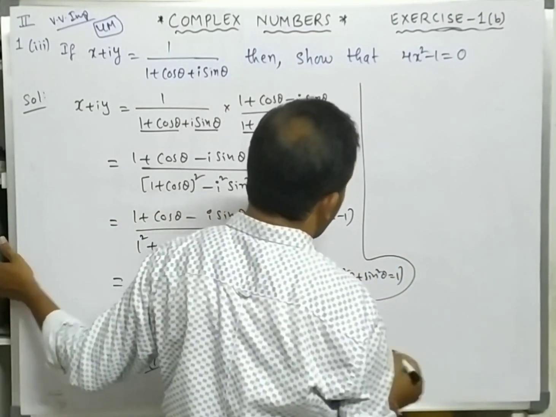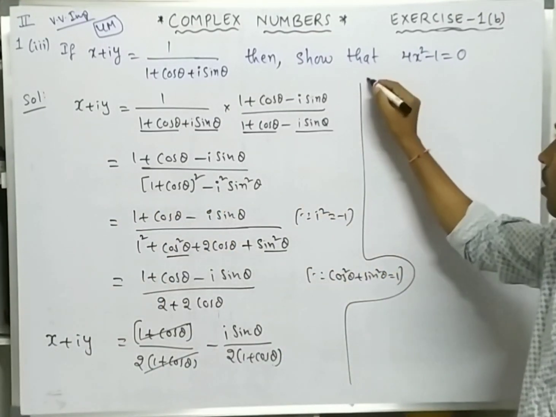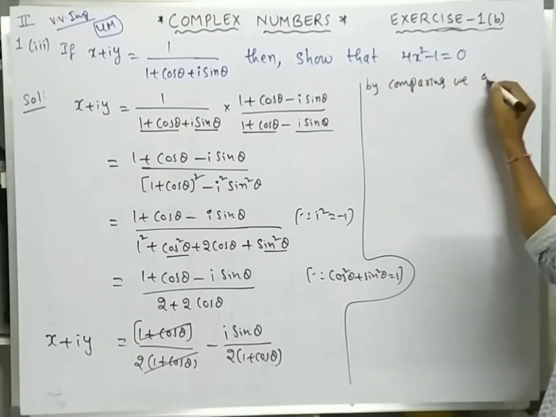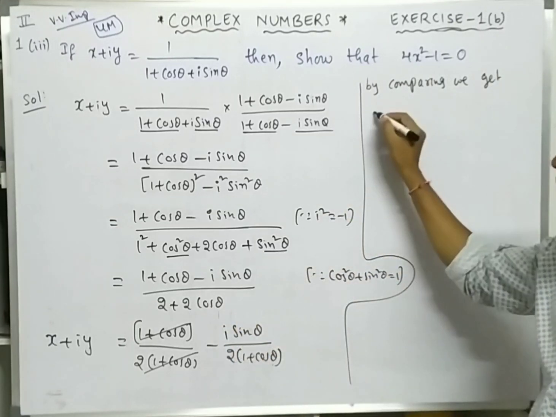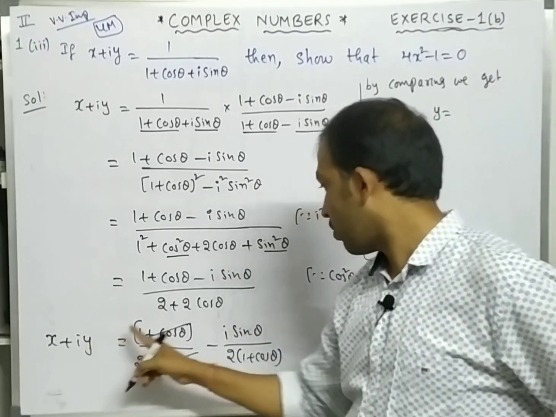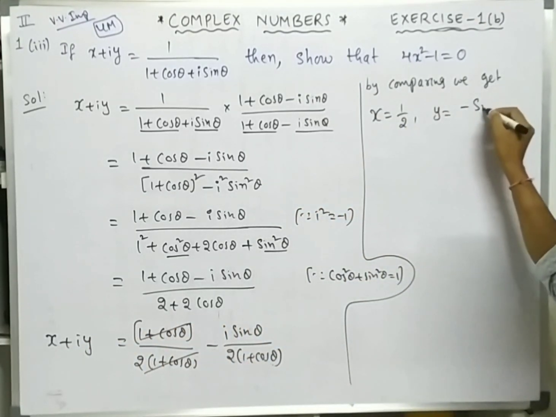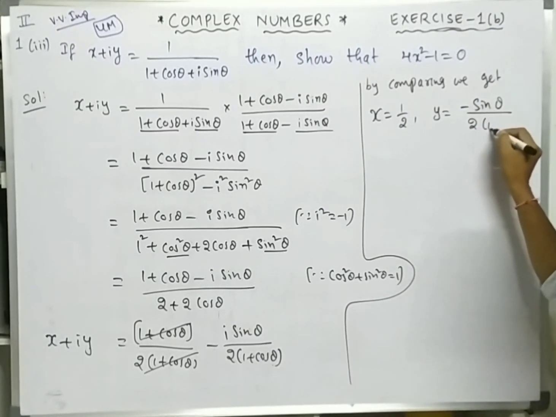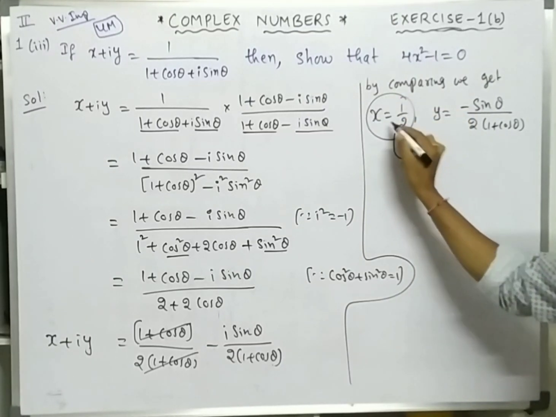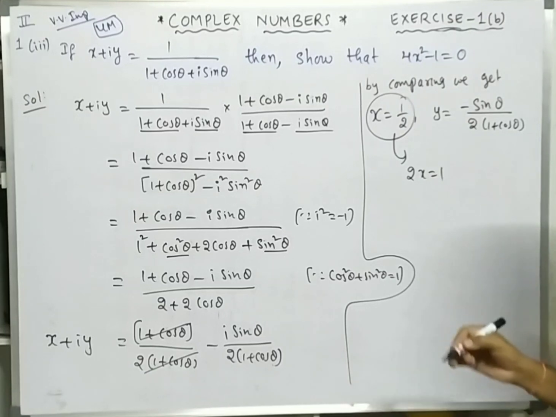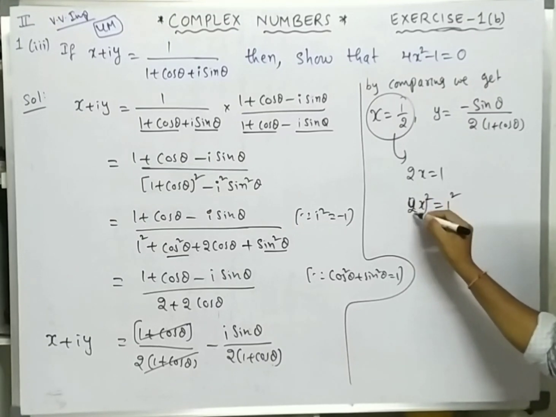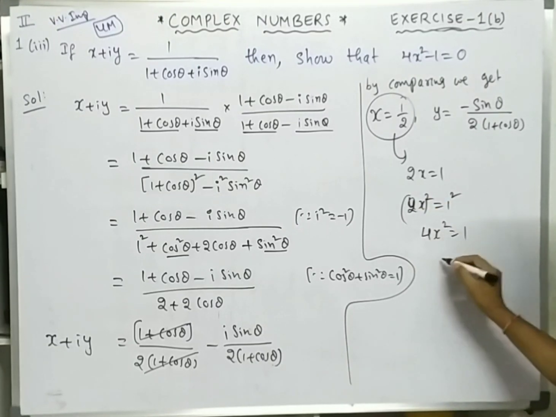Now here the answer depends on, okay, by comparing we get x is equal to 1 by 2, the real part is 1 by 2, and y is not required, but I am writing here minus sin theta by 2 into (1 + cos theta). Okay, so as x is equal to 1 by 2, 2x is equal to 1. Squaring on both sides, you will get (2x) whole square is equal to 1 square, that is 4x square is equal to 1.